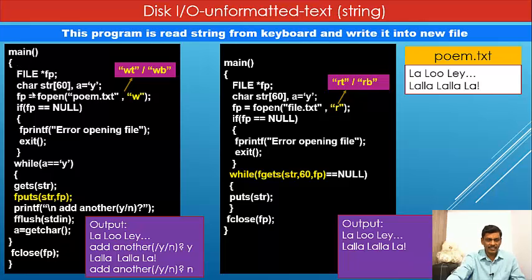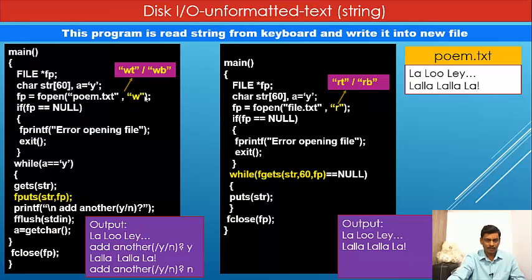In main, FILE *fp, and char str[60], a character array. char a = 'y'; a is a character variable that we assign y. fp = fopen with file name poem.txt and mode "w", the write mode. We can write w or wt, both are the same, because by default the mode is text, so we put w. This is write mode in text format.